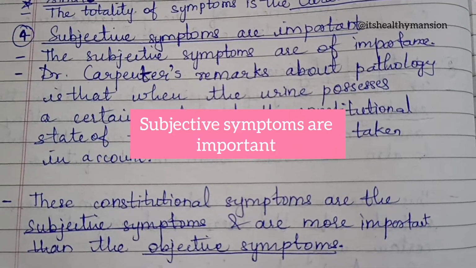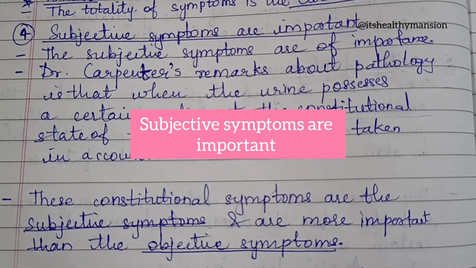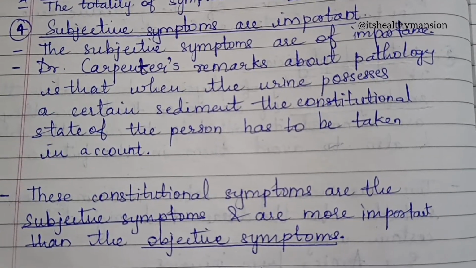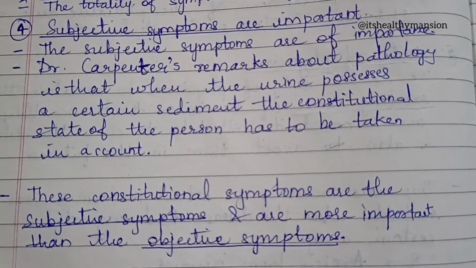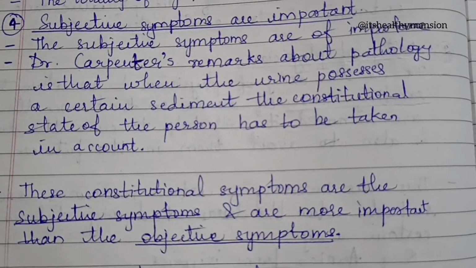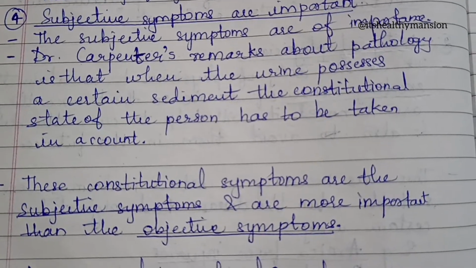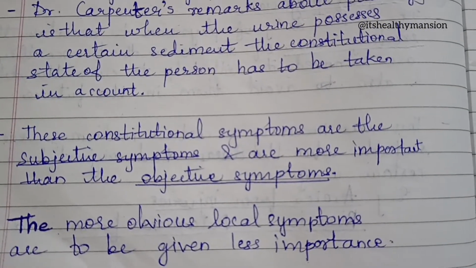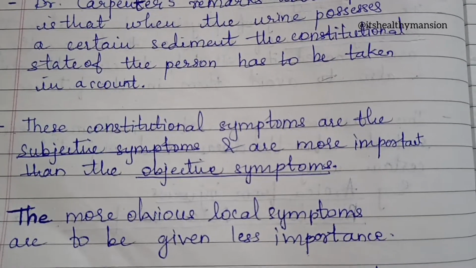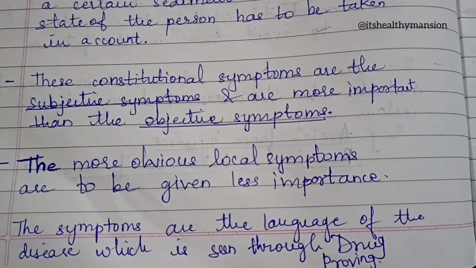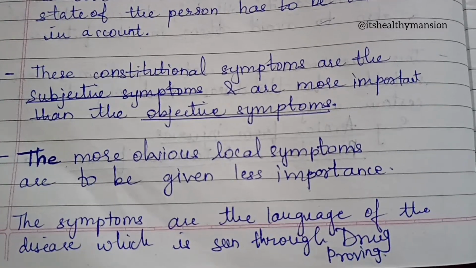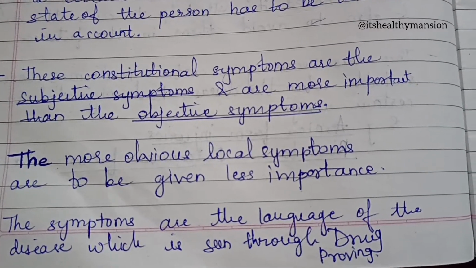Further, Dr. Hughes talks about how the subjective symptoms are very important. The subjective symptoms are of great importance. Dr. Carpenter's remark about pathology is that when the urine possesses a certain sediment, the constitutional state of the person has to be taken into account. These constitutional symptoms are the subjective symptoms and are more important than the objective symptoms. More obvious local symptoms are to be given less importance. The symptoms are the language of the disease, which is seen through drug proving.